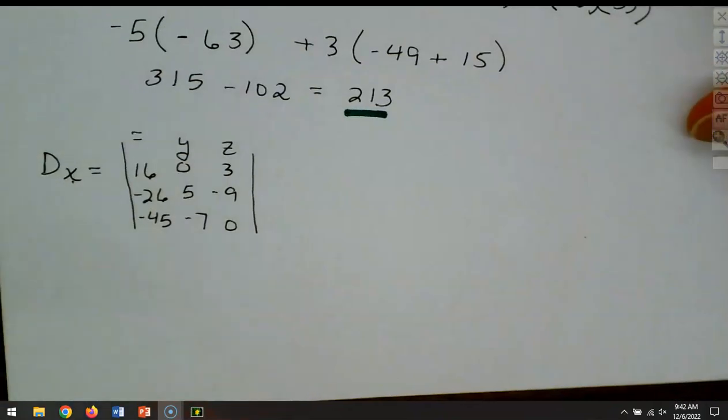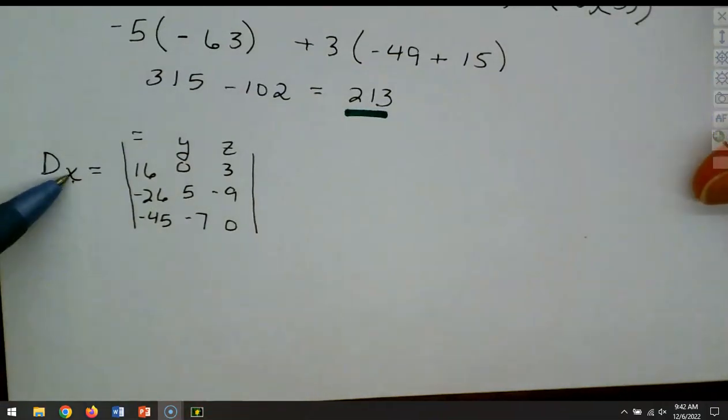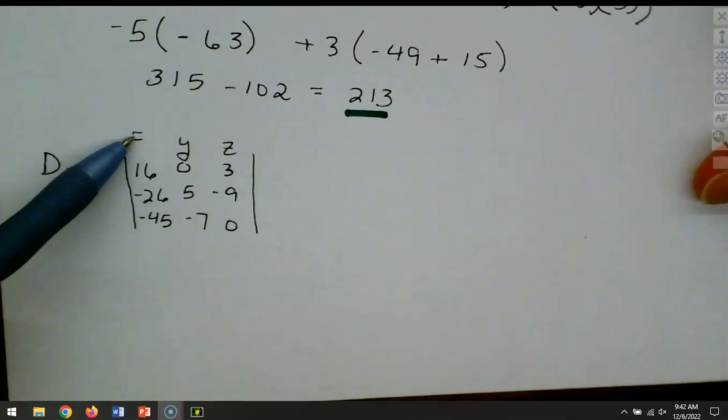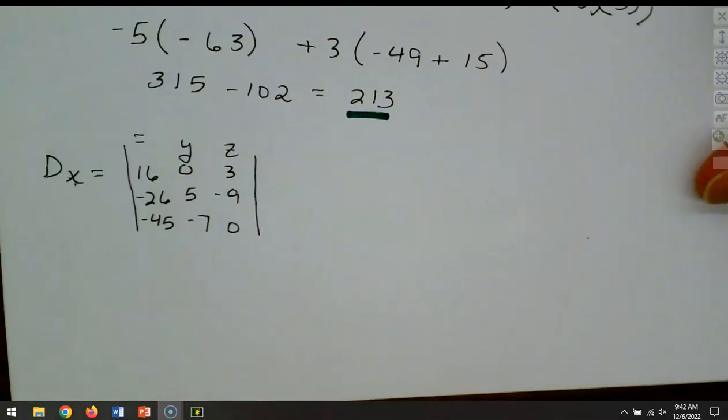Is everyone okay with that? Remember, whatever variable down here is your subscript, you replace it with what's on the equal sign.